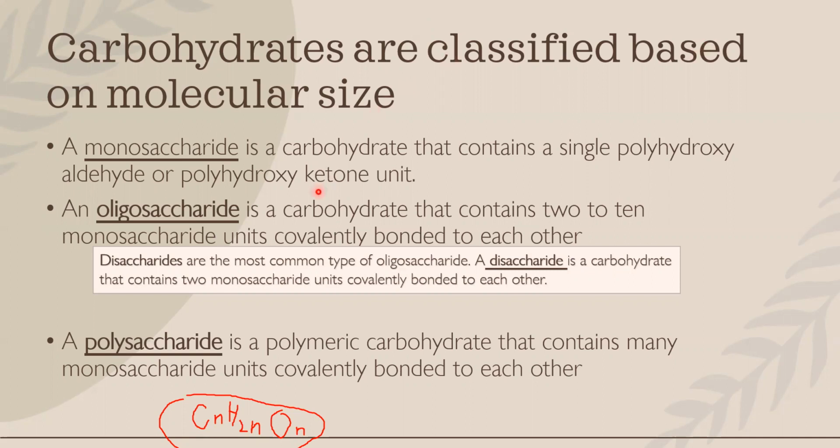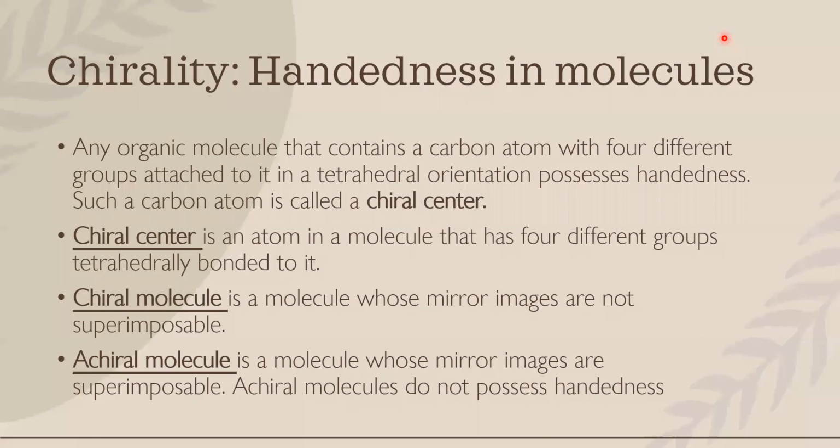Disaccharides are maltose, lactose, and sucrose. And polysaccharides are starch, fiber, and glycogen. So we will go through some of these types of carbohydrates along with our lecture. But before discussing the different types of carbohydrates, let us first look over the structure of carbohydrates.